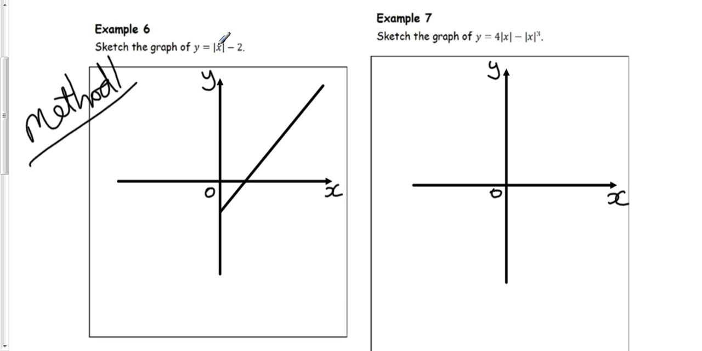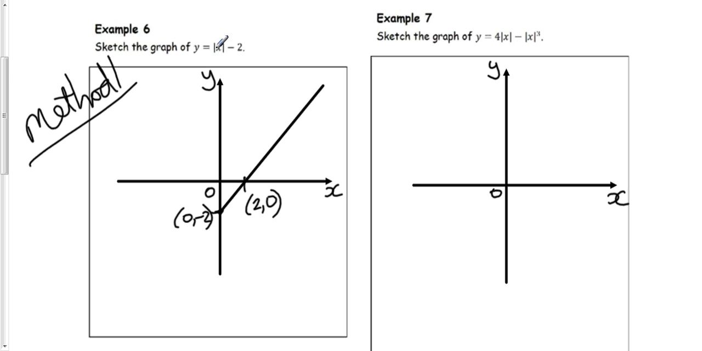So I'm ignoring the mod signs for now. It would cross the x-axis when x is 2, y would be 0, and it goes to the y-axis when x is 0, y would be minus 2. Now, because modding the x values would mean if the x value was already positive, it won't change, then let's consider the negative x values. What about when x is minus 2?